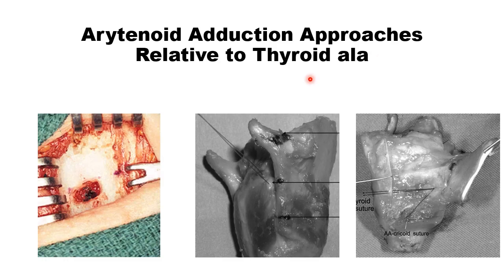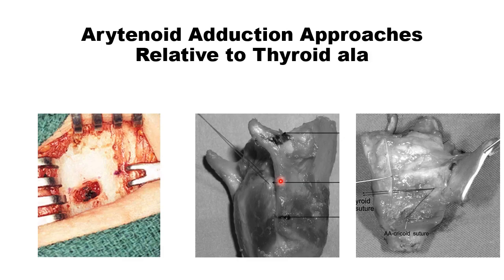We see here three surgical approaches to the arytenoid cartilage for adduction procedures, all related to the thyroid ala. In the original version of these operations, the approach was a posterior approach. This is a lateral view of the larynx with the thyroid ala here. You could see the posterior cricoarytenoid muscle, and you can see the muscular process of the arytenoid here. And the approach entails incising the muscle that covers this area.